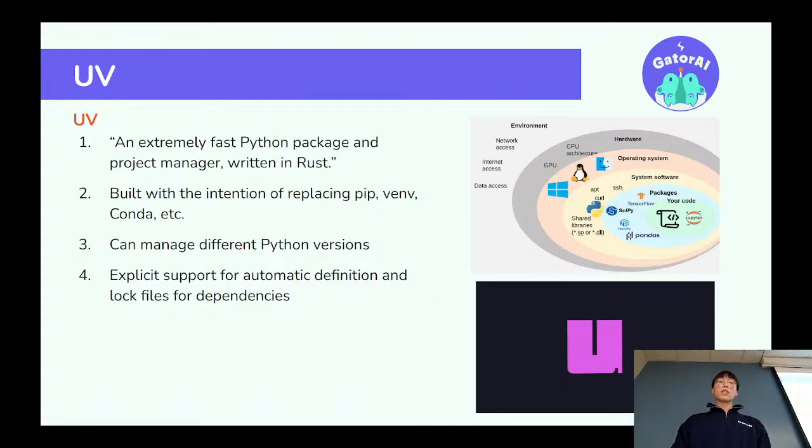So by its own terms, it's an extremely fast Python package and project manager written in Rust. It's built with the intention of replacing every other dependency management tool out there. So it's trying to replace pip, venv, conda, which we'll talk about later, and every other one, right? Which is a pretty big goal in my opinion. And UV, like I said, can manage different Python versions. And it also has explicit support for automatic definition and lock file generation for your dependencies, right? Which is a really big thing because the other ones didn't really have that much support for it.